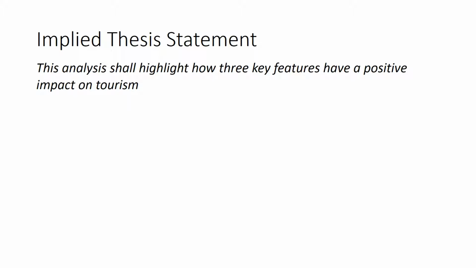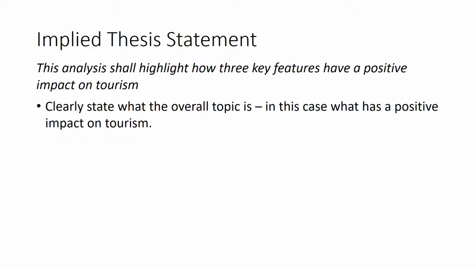So there's an example. This analysis shall highlight how 3 key features have a positive impact on tourism. All right. So the difference here is, you'll notice straight away, we're not actually giving the three things which have a positive impact on tourism. We say 3 key features. Okay. But we still clearly state what the overall topic is.